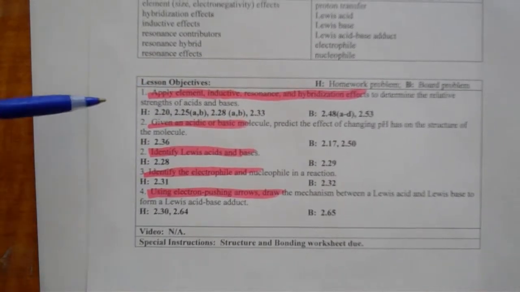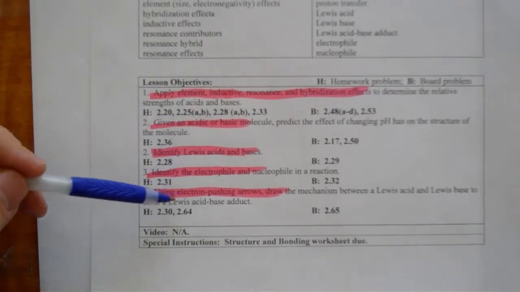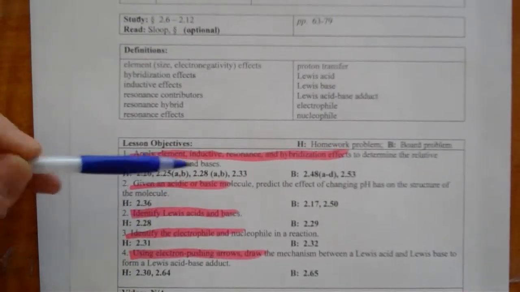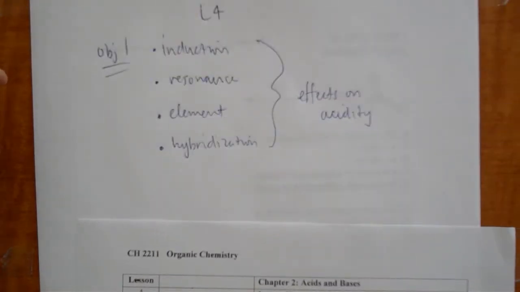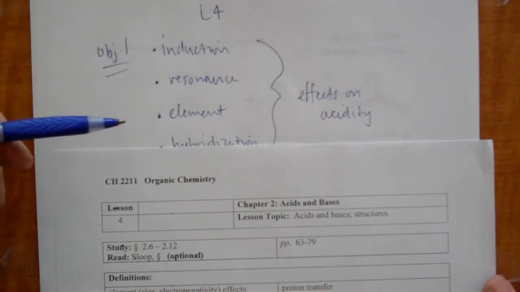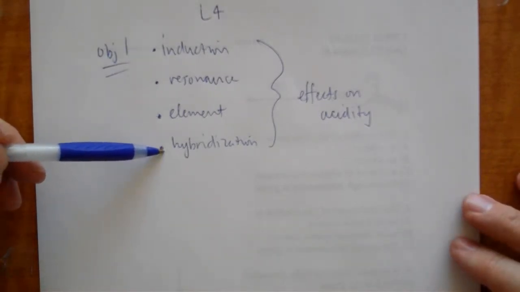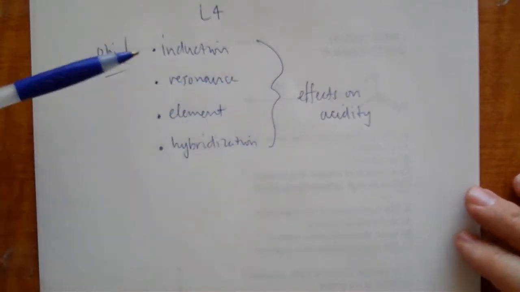The last 4 of these lesson objectives, I'm going to argue that we've sort of already touched on. I'm really going to focus in this video on objective number 1, which is apply element, inductive, resonance, and hybridization effects to determine the relative strength of acids. So we're going to look at these things: elements, hybridization, resonance, and induction, and their effects on acidity.